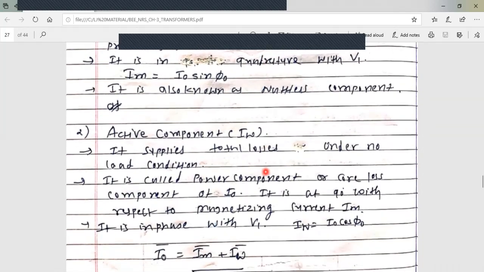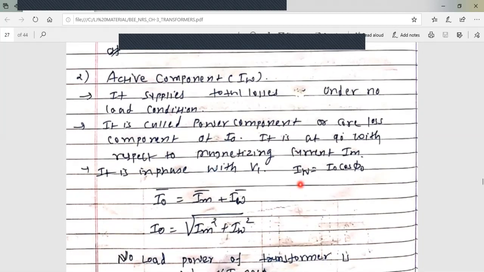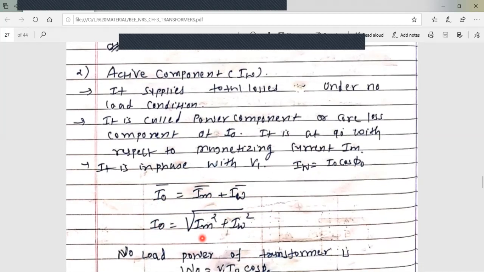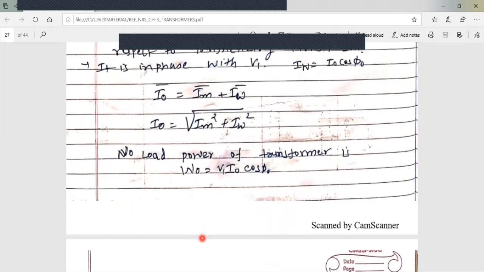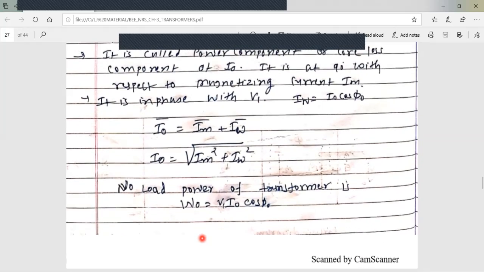Second is the active component. It supplies the total losses. It is also known as the power component or core loss component. It is in phase with V1. So Iw is the active component, which is also written as I0 cos phi 0. So basically, I0 is nothing but the addition of two components, the magnetizing component and the active component. So the magnitude of I0 equals the square root of Im squared plus Iw squared. So this is about the practical transformer at no load condition.